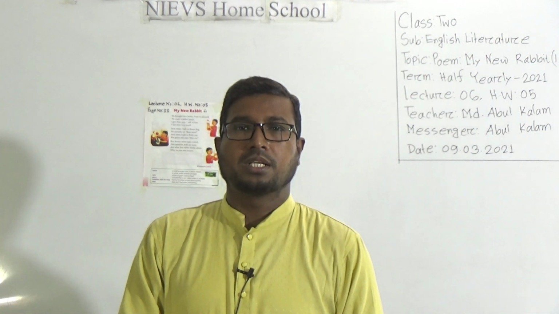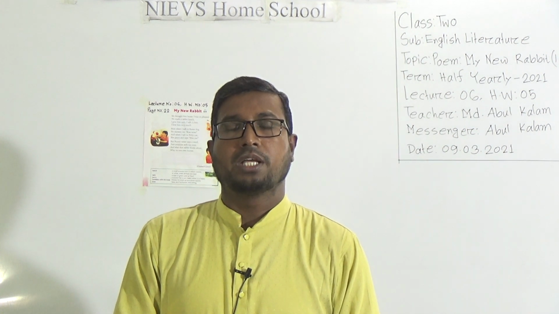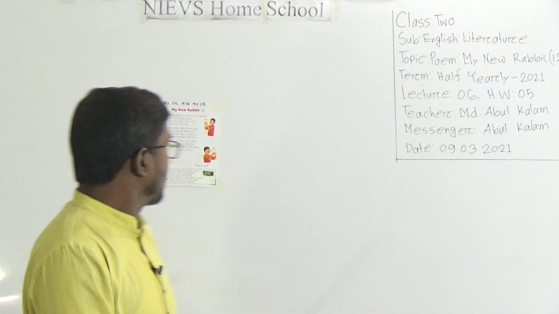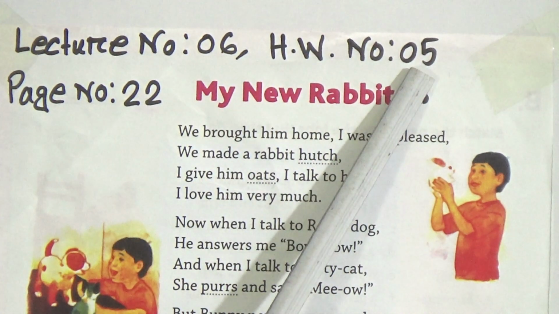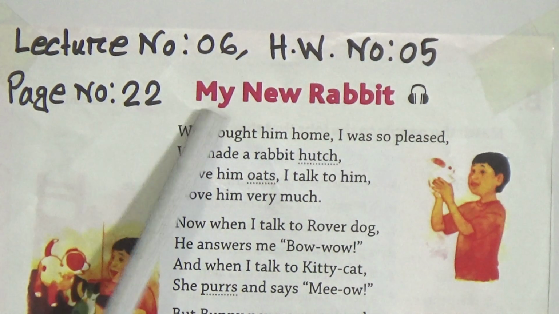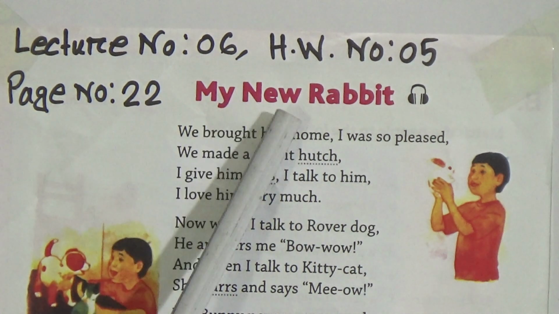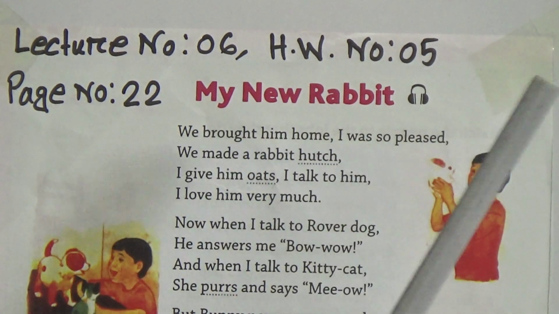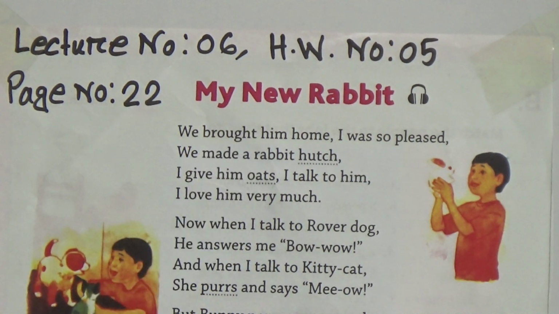Dear learners, in this connection I want to get your maximum attention. Please look at the board properly. Look here, it is written lecture number 6 and homework number 5, page number 22 of your Buzzword book. So look at the title, My New Rabbit. That means the speaker's new rabbit as a pet. So we shall start reading the poem. It is a 12-line poem.